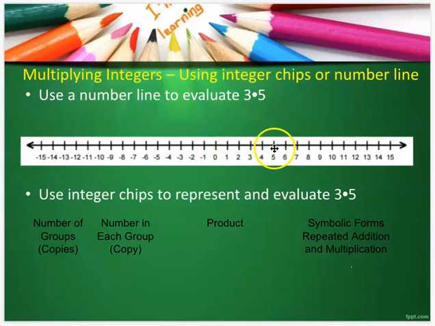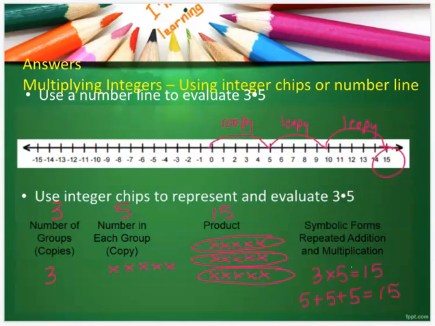Here's 1 copy of 5. Here's 2 copies of 5. So 3 copies of 5, and I would end up at positive 15. Down here, I could do it with integer chips. So number of groups or copies, that's 3. The number in each group is 5 positive chips. So I could put out 5 positive chips, and then I could do 3 copies of that. That would give me a positive 15. So I show you that in this next slide. There you go. You can see my 3 copies.